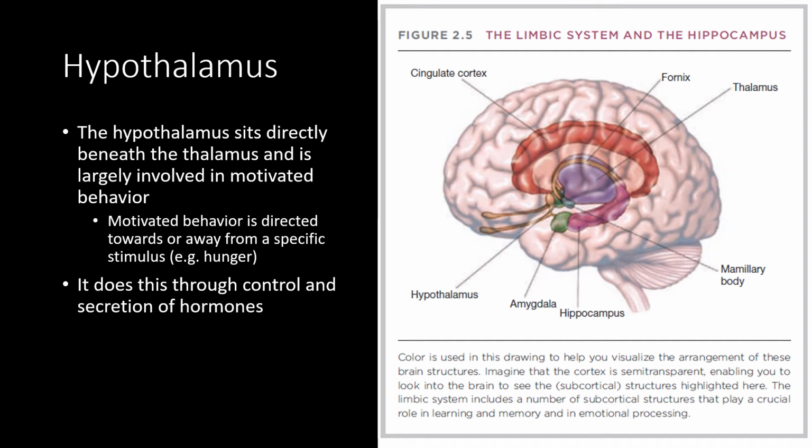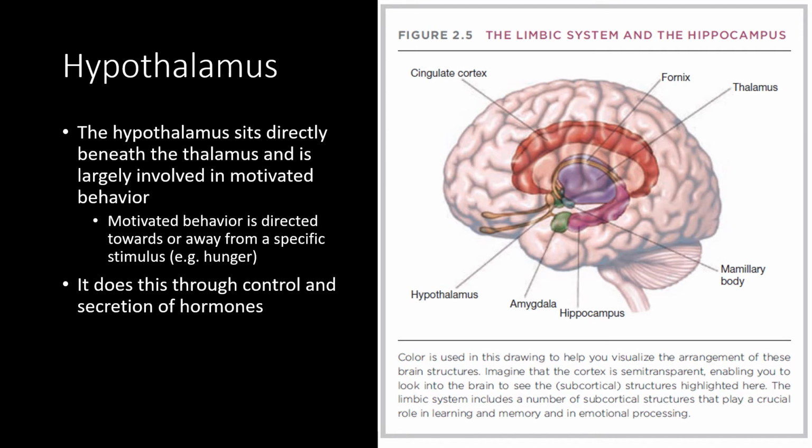Beneath the thalamus is the hypothalamus, which, if you ever need to know, is given away by the name: hypo, meaning it is under. If there were something over the thalamus, it would have been called the hyperthalamus. Regardless, the hypothalamus is below this, and it is largely involved in motivated behavior. By motivated behavior, I mean any type of behavior that is directed towards or away from some type of specific stimulus, which one could argue is a lot of our behavior.